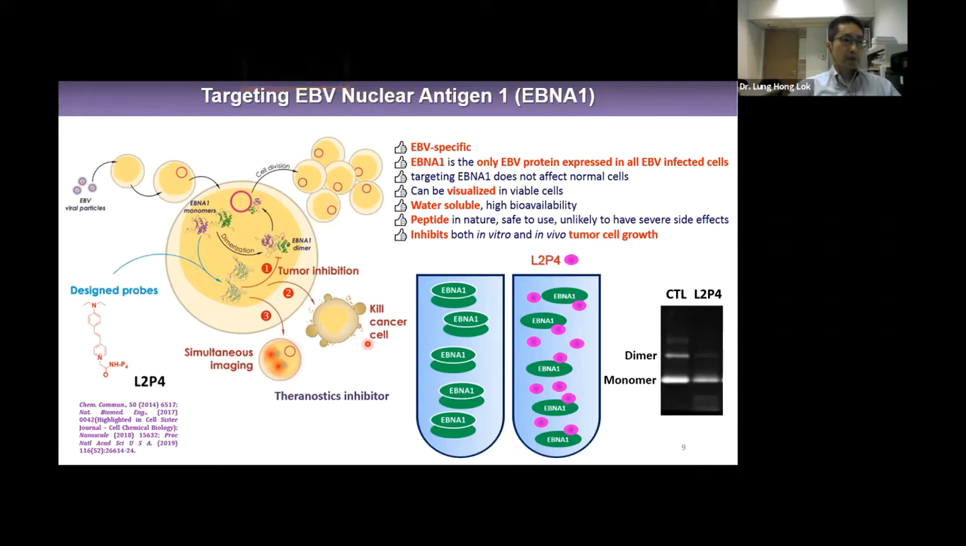And the diagram on the right is the experiment that we used to prove that L2P4 can inhibit the dimer formation. And look at this, there are two test tubes. These test tubes only contain the EBNA1 protein. We put the EBNA1 protein in the buffer, and the EBNA1 monomer tends to form dimer in this buffer, which mimics the physiological condition.